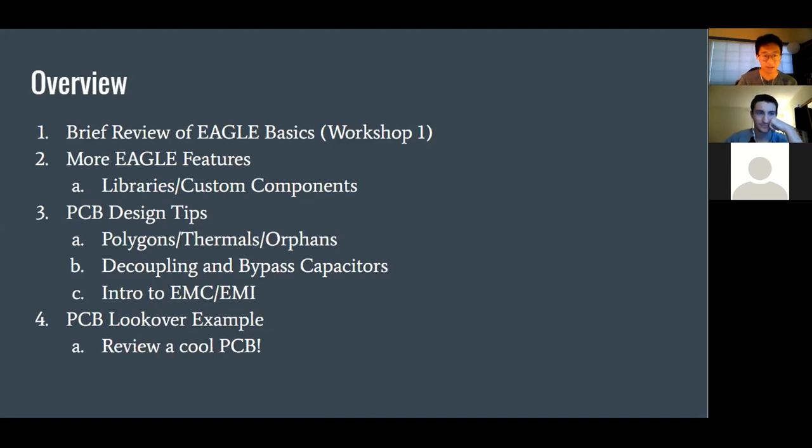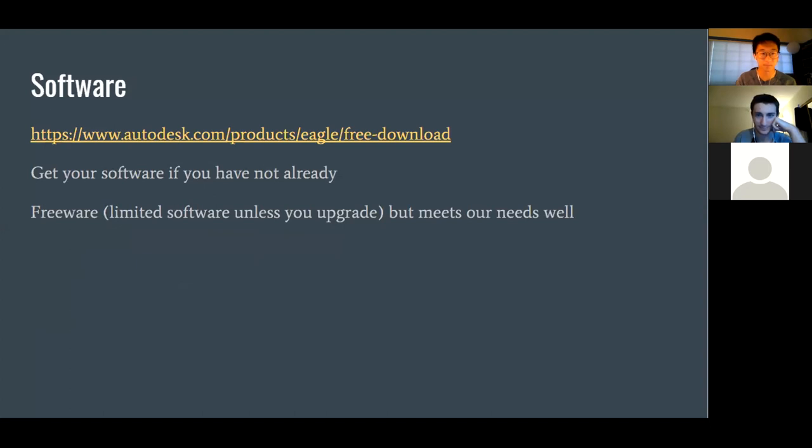All right, so Evan's going to take you through a lot of the Eagle features. So first, this is the Eagle free download if you do not have it. As you know, it's freeware, so you're limited to the size of board you can have and the number of layers you can have, so just the top and the bottom. If you had the actual software, you'd have up to 16 different inner layers.